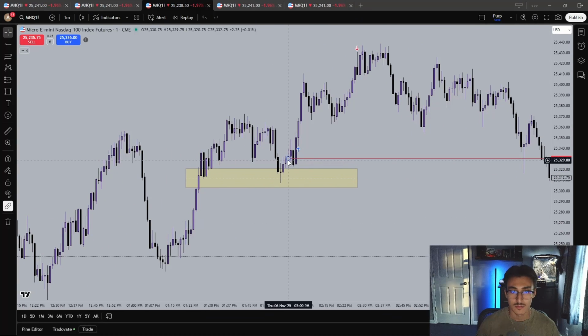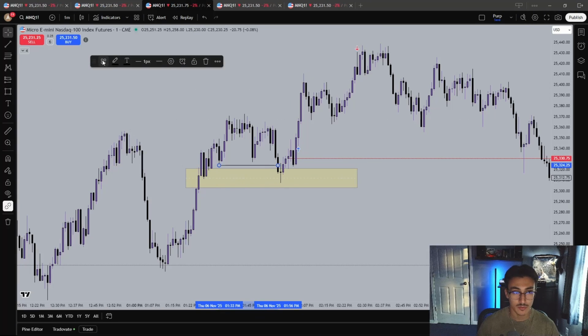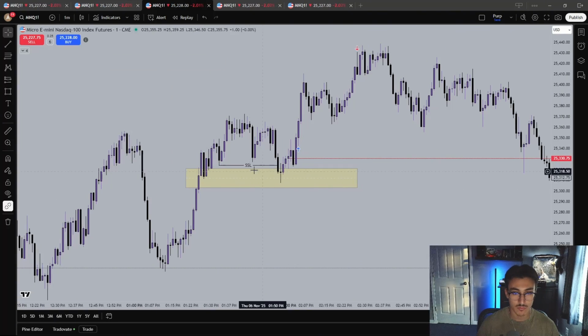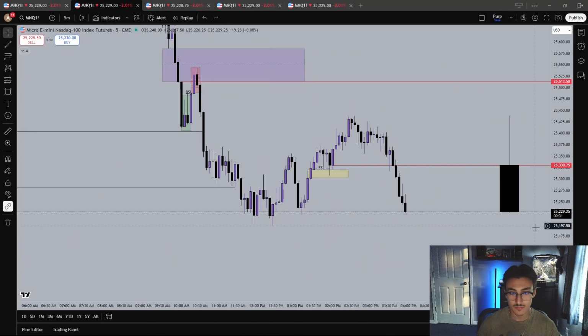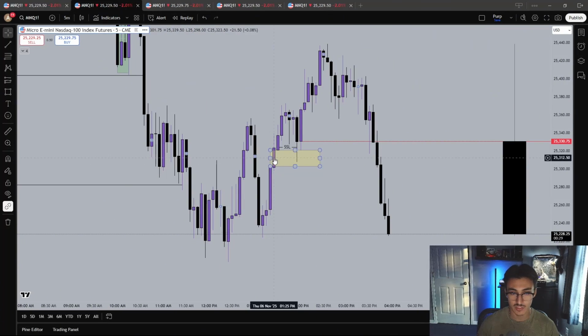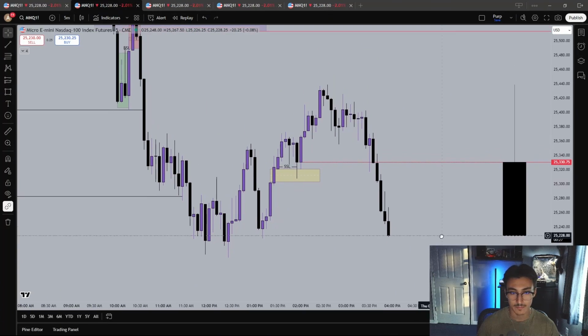Now, before the 2 p.m. open, we get a nice leg up and we get accumulation. Clear accumulation here. Sell side liquidity gets formed, and this happens right above a 5-minute fair value gap. We can see right here.